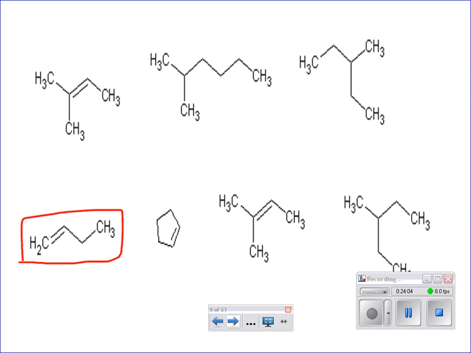What's this one called real quick? 1, 2, 3, 4. What kind of butene, though? Please don't forget that.